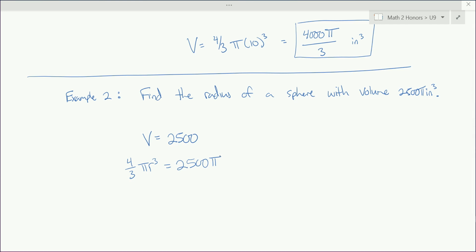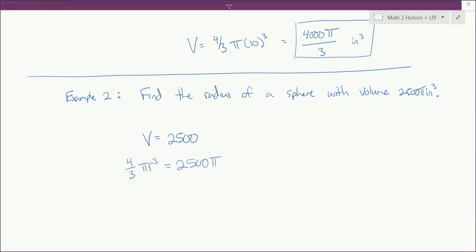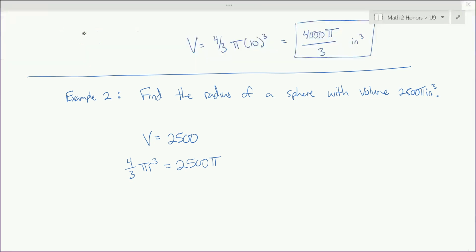So what would be a good first step in solving for r? Okay, get rid of the fraction. How would you do that? Multiply both sides by 3, right? Okay, so let's do that. Multiply both sides by 3.